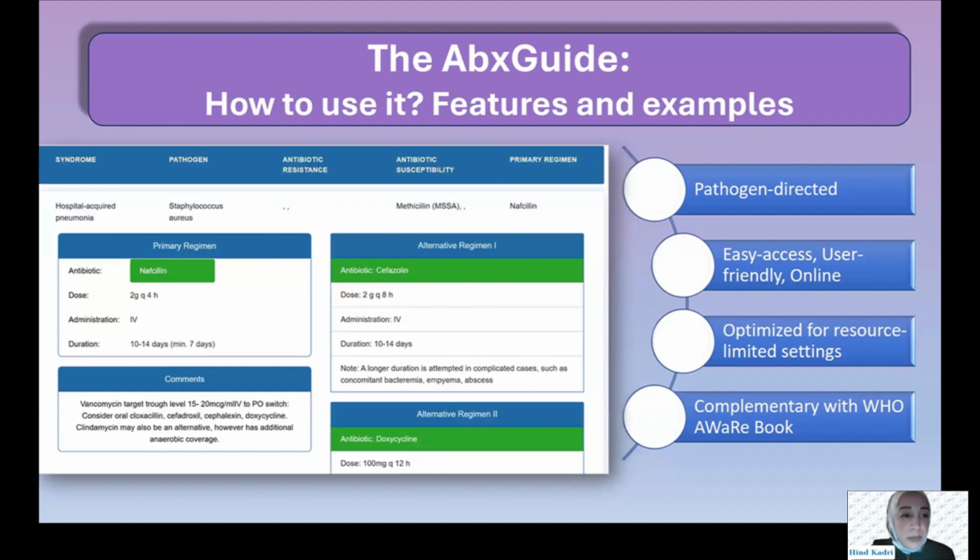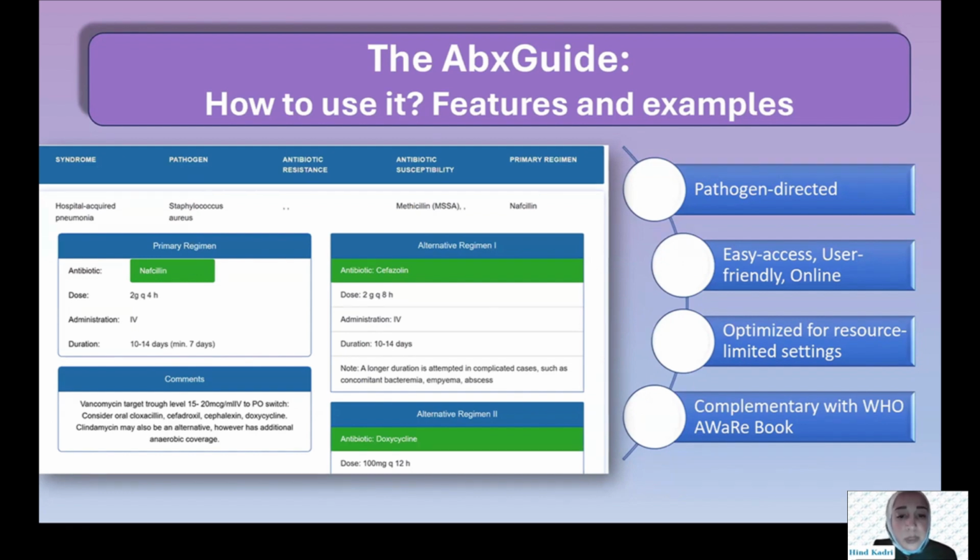So this is, for example, hospital-acquired pneumonia. The pathogen is Staph aureus with a susceptibility to methicillin. So our primary regimen was nafcillin in this case. We also proposed the dose and the method of administration and the duration.